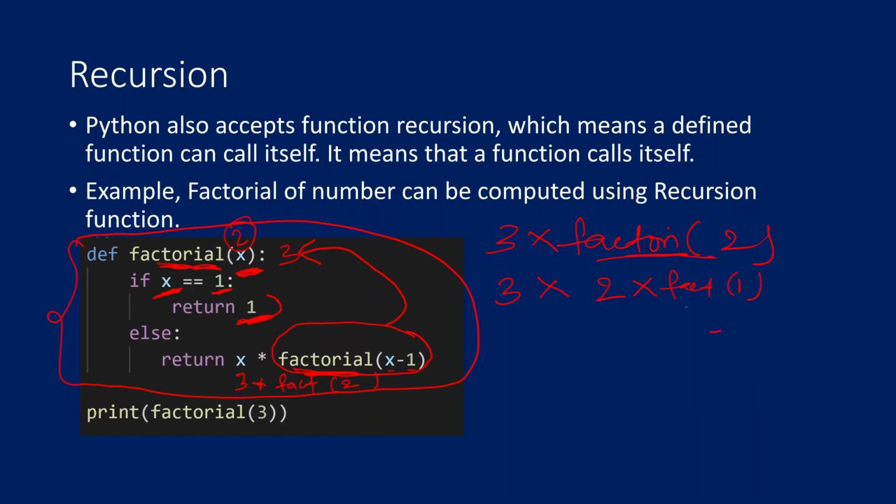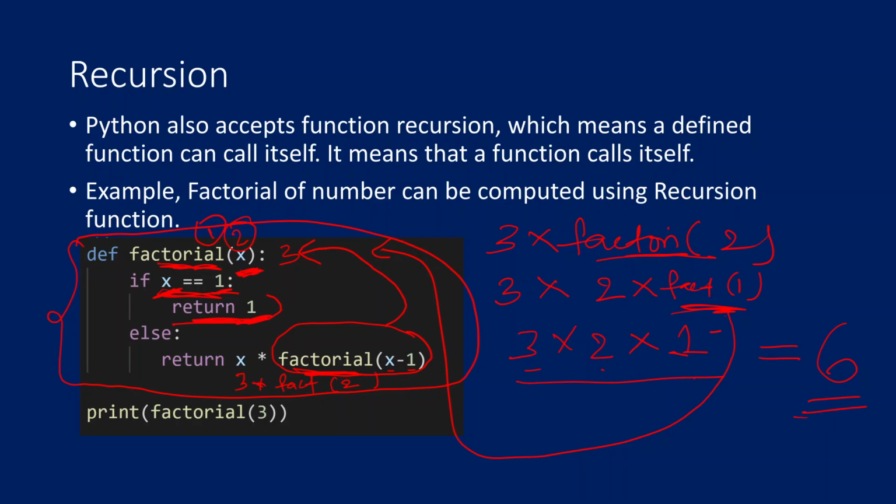Now in the next call, when it becomes factorial of 1, what will it do? It will make a call once again here by supplying the value 1 into this function, and 1 equals 1, so it will simply return 1. So 1 is going to be returned here, but previously you have 3 multiplied by 2 multiplied by 1. Then finally this multiplication will happen and it is going to return 3 into 2 into 1 equals 6.